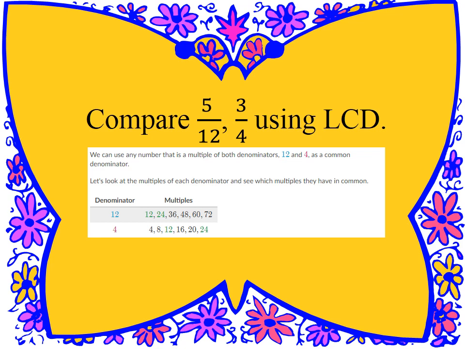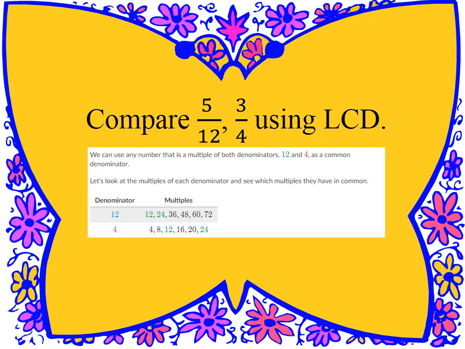Excellent, 12 and 24. Okay. What number do we have to choose? 12 or 24? 12. Good. Why? Because we want the least. 12 is the least here.